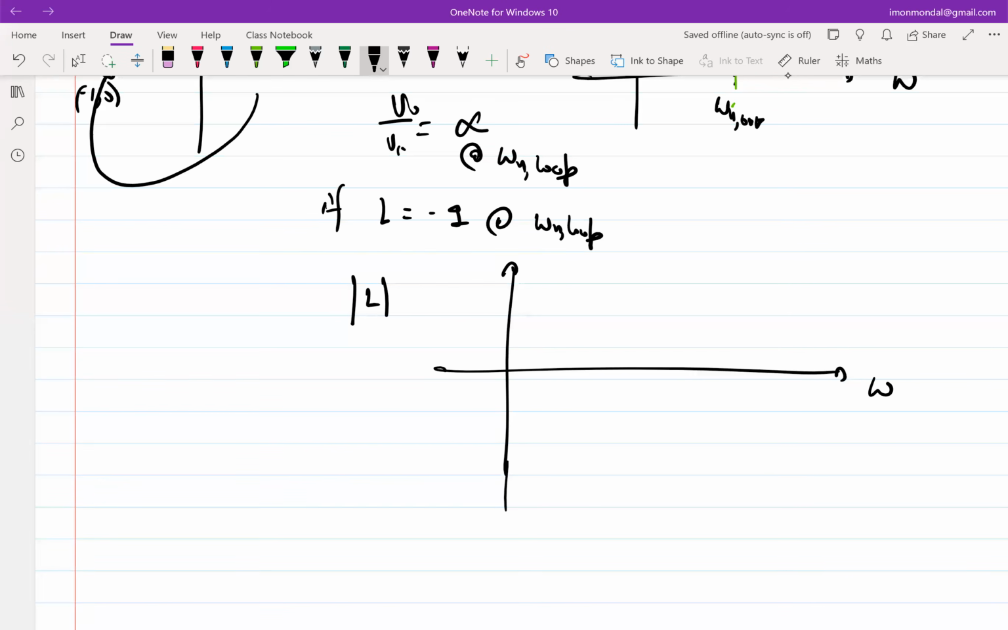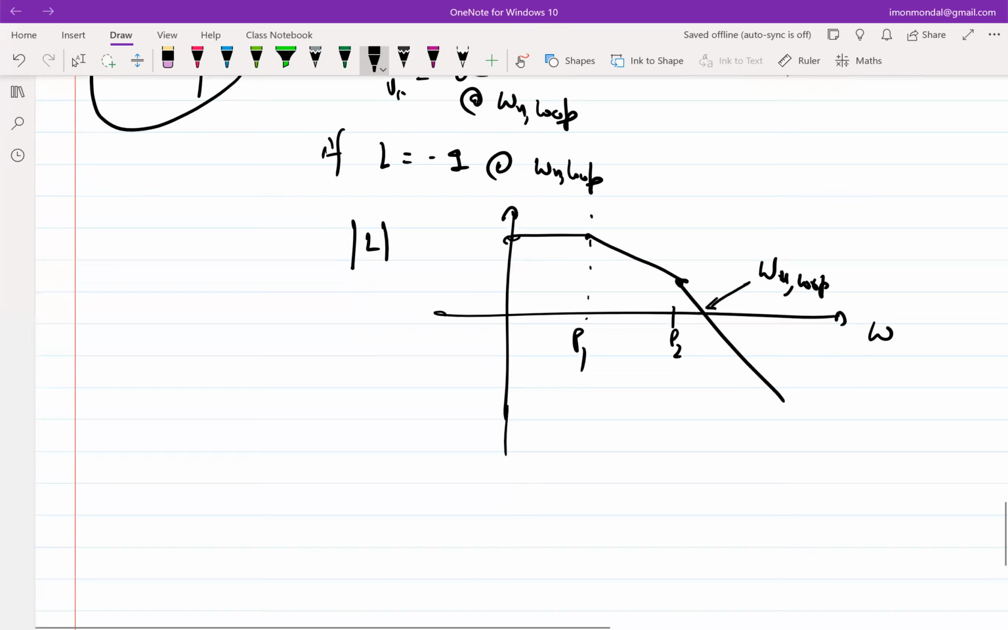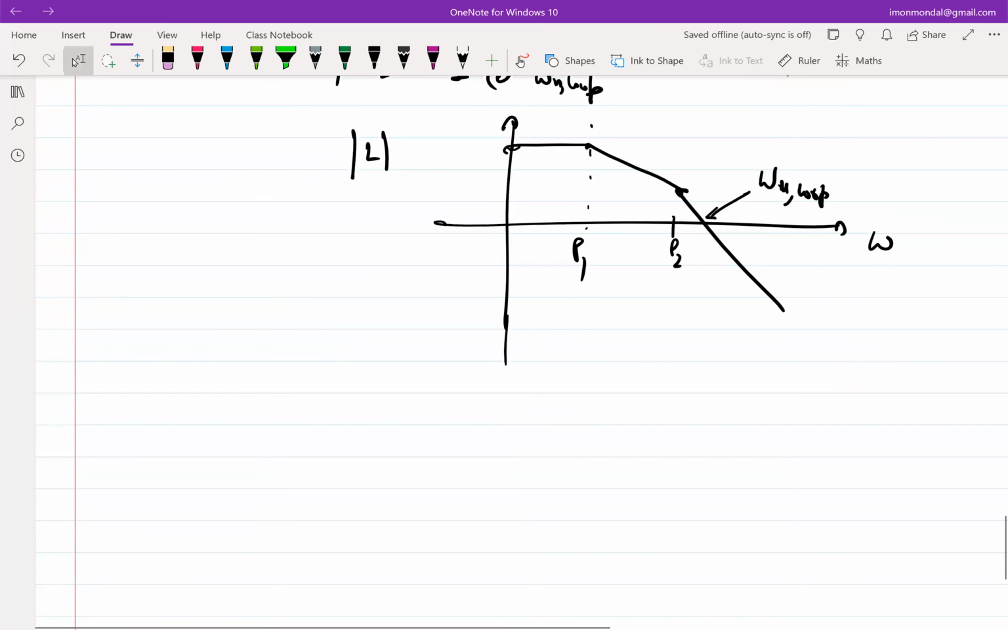So let's say we have this Bode plot, second order system. We have some P1. We have some P2, and this does this. And I know, let's say omega U loop is here. Now, I hope all of you are comfortable finding out wherever the omega U loop is given a transfer function. We have done it multiple times.